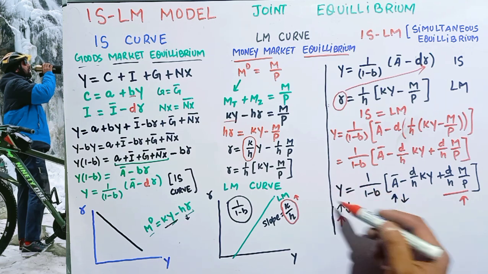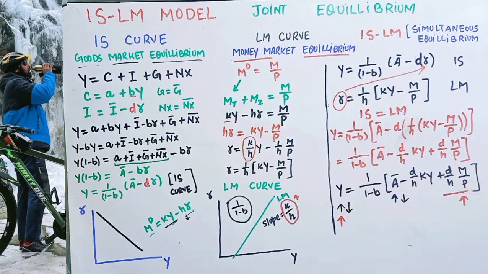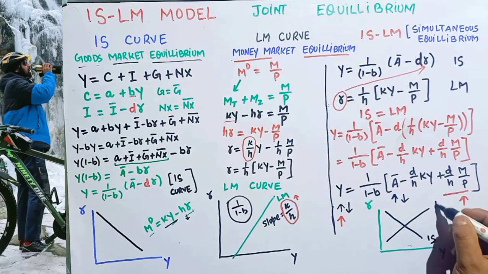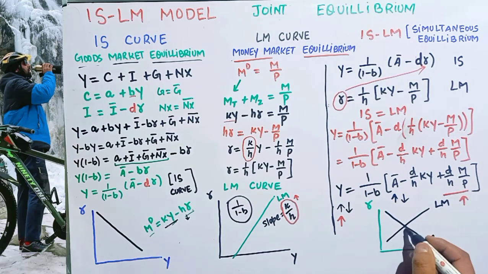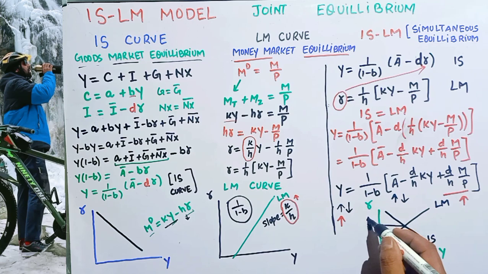So this is our simultaneous equilibrium in both goods and money market, and graphically we can show it in this fashion. We have y here, we have r here, we have the IS curve, and this is our LM curve. We will get equilibrium level of income and equilibrium rate of interest by equating IS and LM equations. I hope I make myself clear in this video.